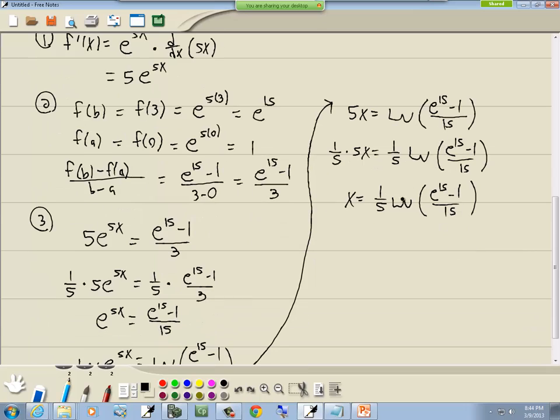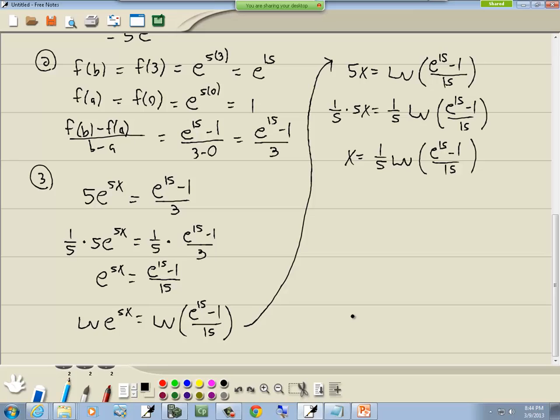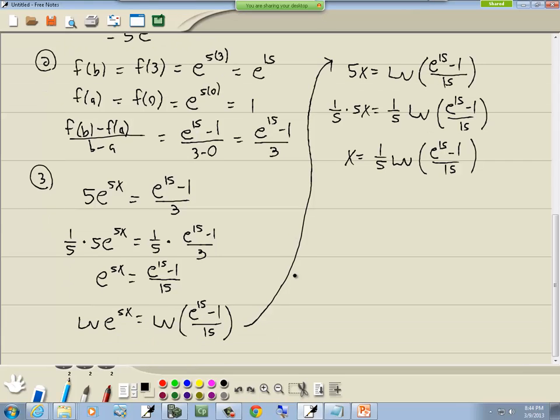0 and 3. Let me plug it in my calculator just to make sure. So I got 1/5 times natural log of e to the 15th minus 1 divided by 15, and that's 2.46, which is between those. Had to be. That's what the mean value theorem says. So as bizarre as that one looks, that is our answer.